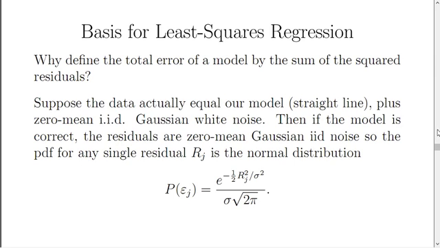Well, let's suppose that the data actually do equal our model. It's a straight line, plus zero mean IID Gaussian white noise. Now we're assuming zero mean IID, independent identically distributed, Gaussian white noise. Then if the model is correct, the residuals are zero mean Gaussian IID noise. So the probability density function for any single residual is the normal distribution.